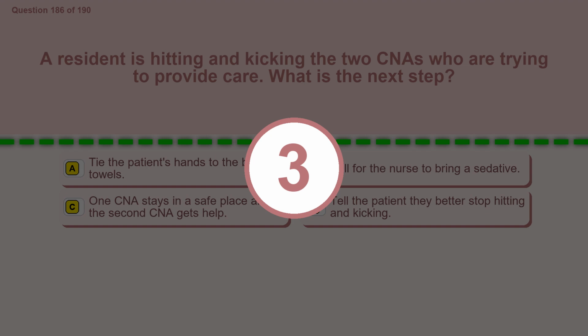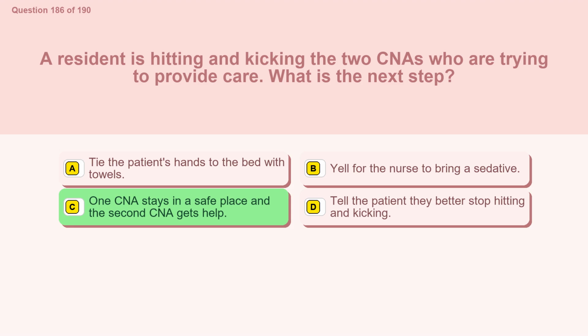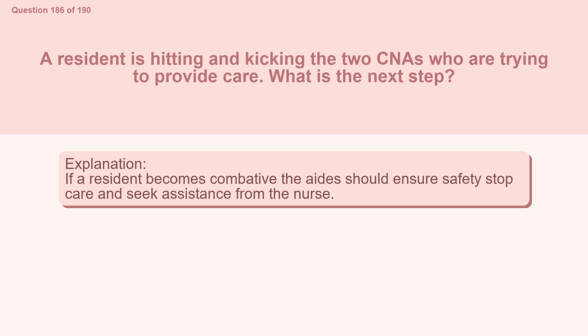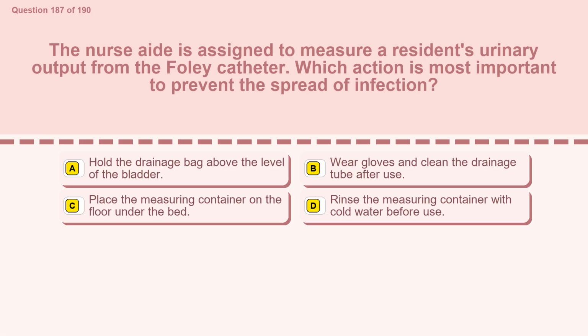The correct answer is option C: One CNA stays in a safe place and the second CNA gets help. If a resident becomes combative, the aide should ensure safety, stop care, and seek assistance from the nurse. Question 187. The nurse aide is assigned to measure a resident's urinary output from the Foley catheter. Which action is most important to prevent the spread of infection?